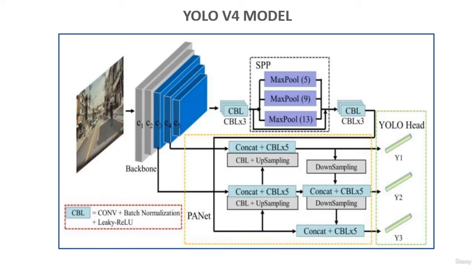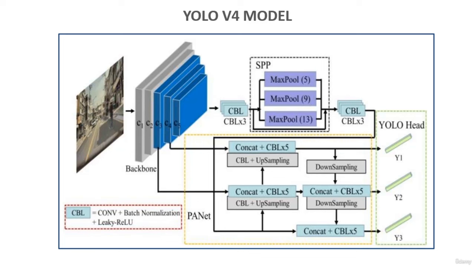So if you look at the diagram, the CBL indicates the convolution plus batch normalization plus leaky ReLU, which I just explained. In addition to this, SPPNet effectively increased the receptive field of the model through different max pooling layers with sizes of 5, 9 and 13, and PANet uses top-down and bottom-up approaches to extract features repeatedly.